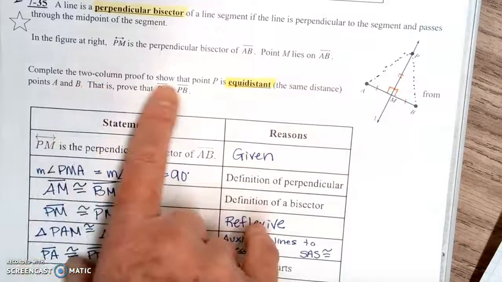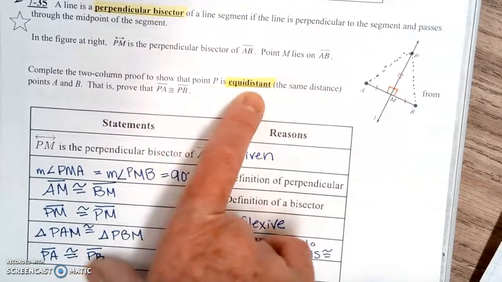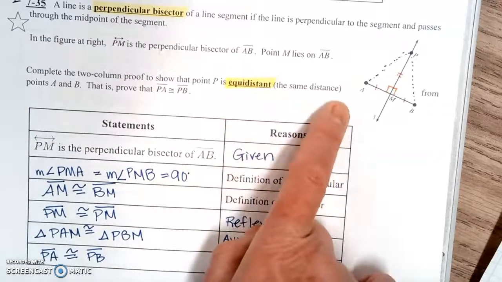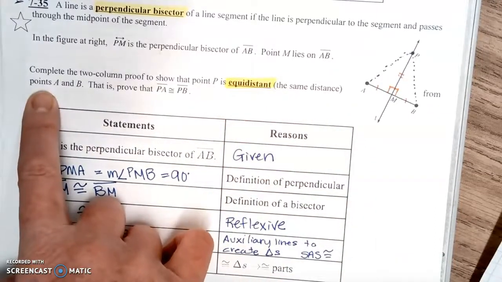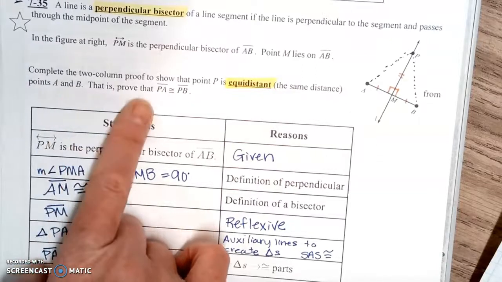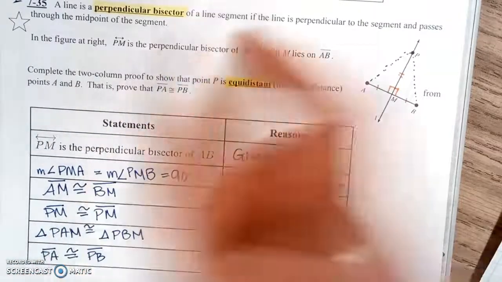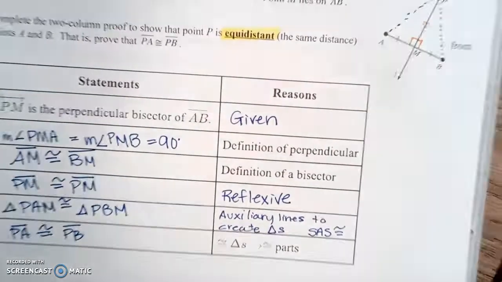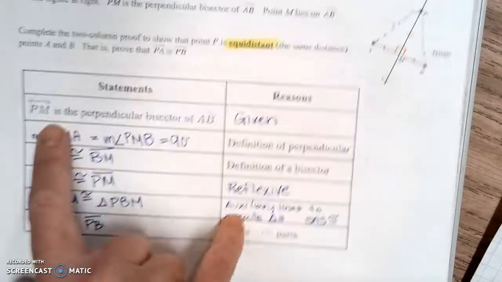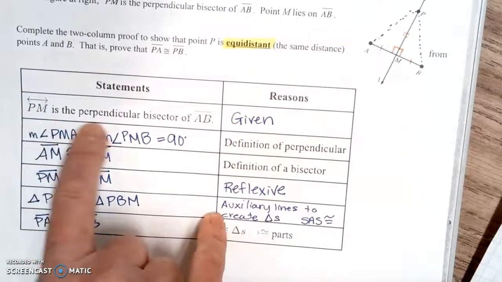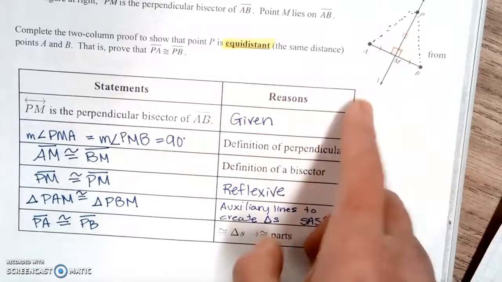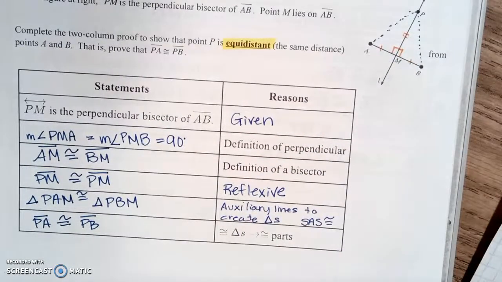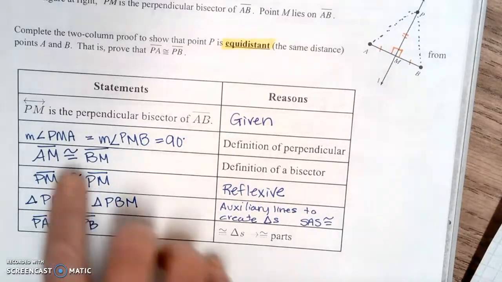Complete the 2-column proof to show that point P is equidistant, the same distance from points A and B. That is, prove that PA is congruent to PB. Okay, so let me make it a little bit bigger. All right, first thing we're going to do is start with the given information that PM is perpendicular bisector. We drew in the little boxes. We gave it our little tick marks. That's the information we're given to work with.